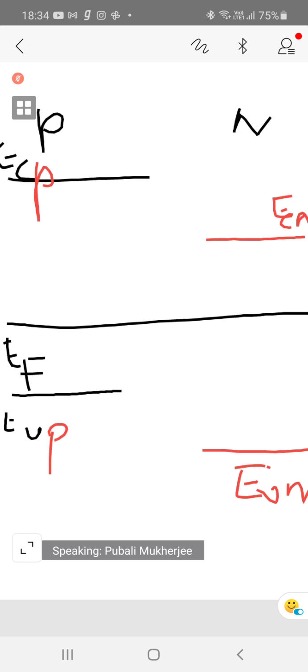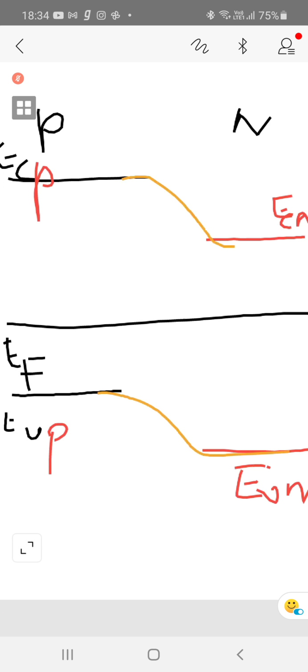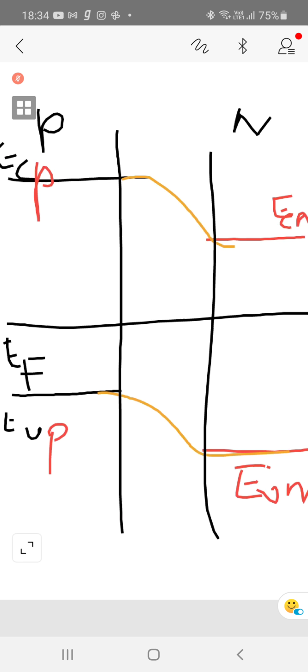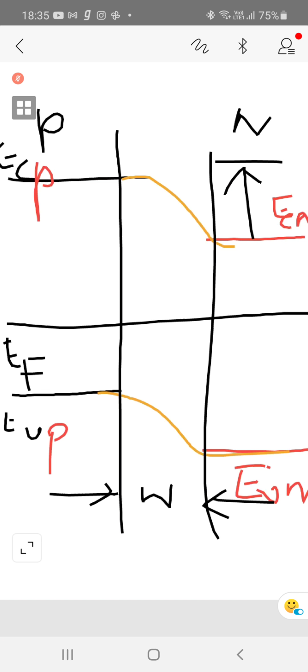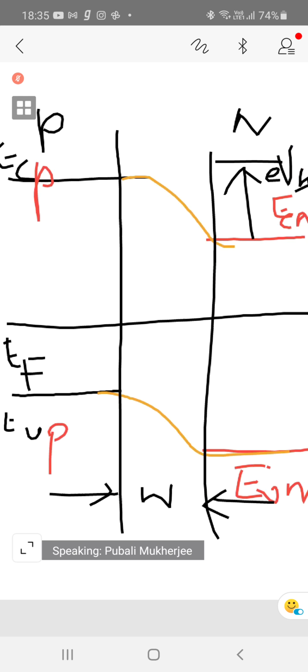So that is the PN junction energy band diagram situation. If we join them, we have this staircase type of diagram. If I drop down vertical lines, this is the width of your depletion region W. And this height, we call it EVBI, as we said in the previous class. That is the barrier height.